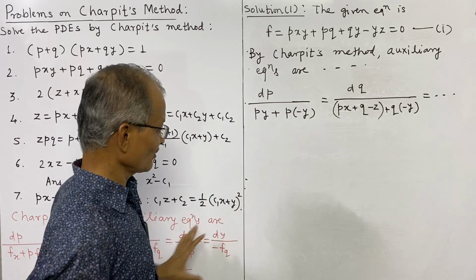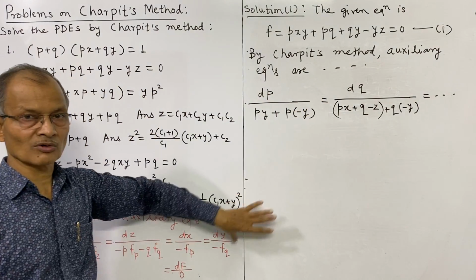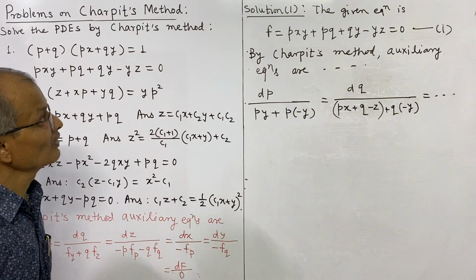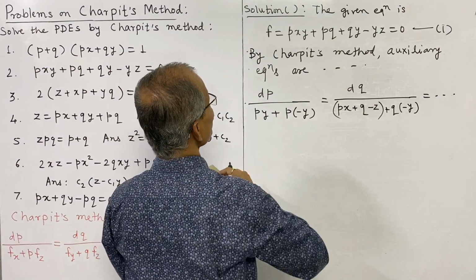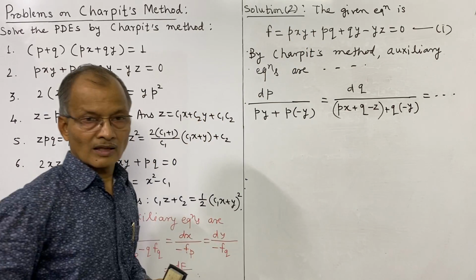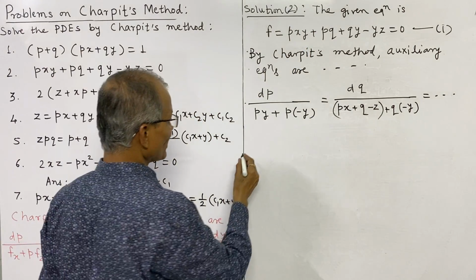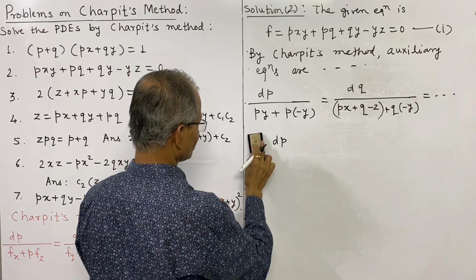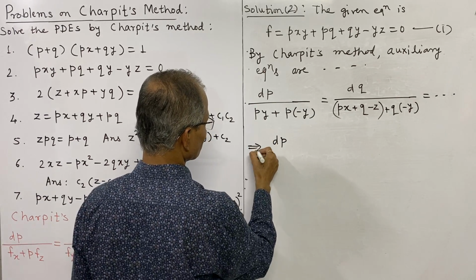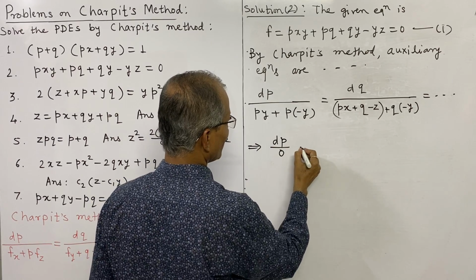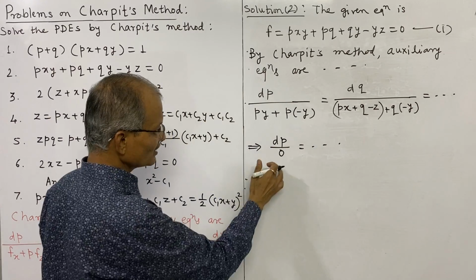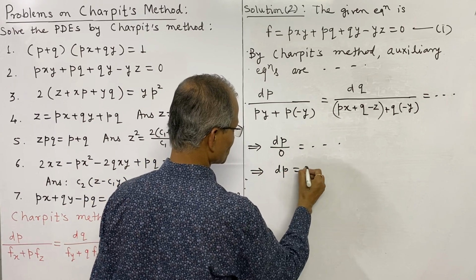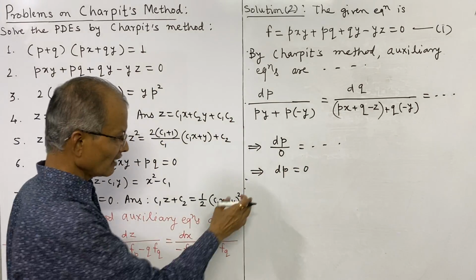I have not written them to save time, but the equations are to be written and then the values are to be written as we have done in the earlier solution. This is the second solution. And thus this implies dp divided by 0, and so on. But this implies dp is equal to 0, by the property of ratio. And we can integrate this.